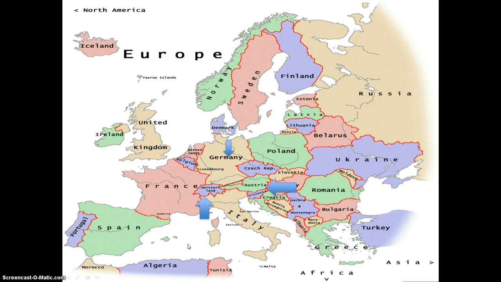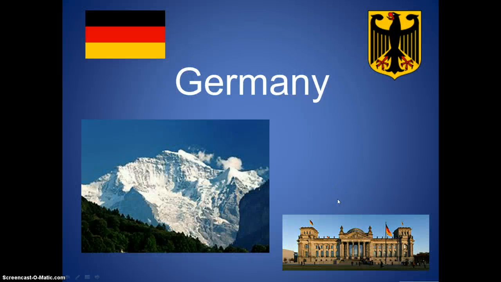The three countries that we're going to be looking at today are Germany, Austria, located right there, and then Switzerland, located right there. Okay, so the first country we're going to look at is Germany. Here's a common symbol you see in Germany. Here's a government building. There are the Alps right there, and then there's the German flag.